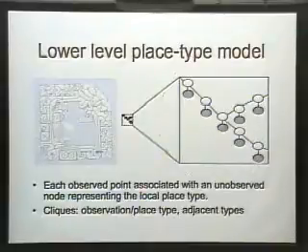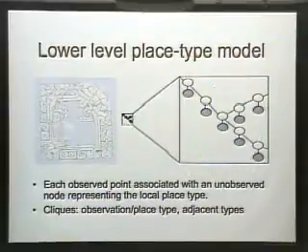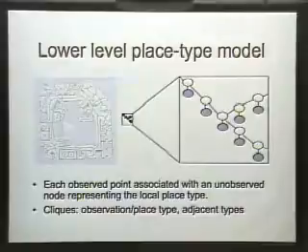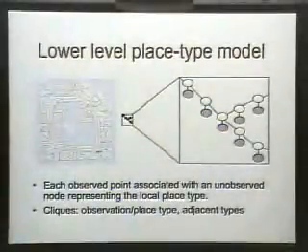So this is obviously an undirected model. It's a conditional Markov field, and there are two kinds of cliques here. We have these cliques over the observations and the place type associated with the observation. So that's basically features. What features do we use?